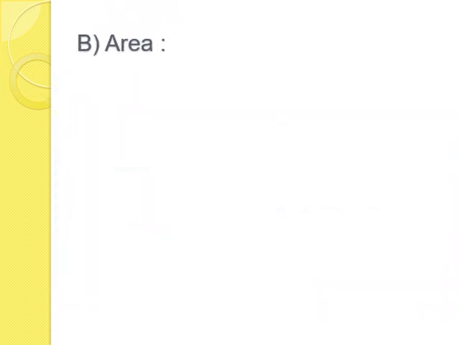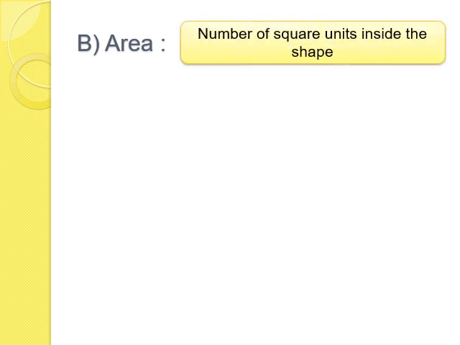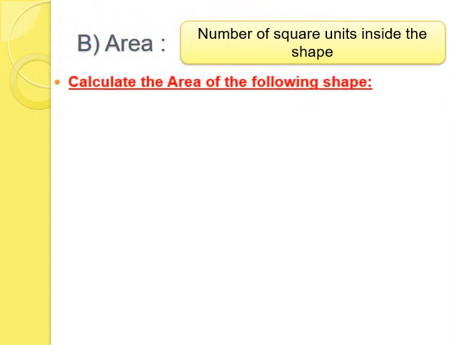And now let's talk about area. What's the meaning of area? Area is the number of square units inside the shape. That means the area is the space inside the shape. So if you can calculate the space inside the shape, you can calculate the area of the shape.